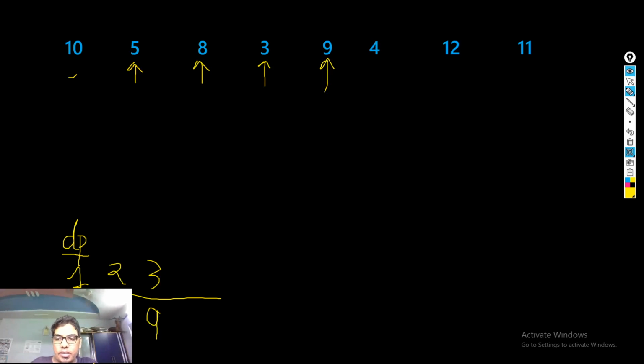Where should this 4 be inserted in this array? This 4 should be inserted ideally here. So you could swap out this 8 and have 4 here. That is not a problem. So that you could have potentially a better array with 3, 4 and 9. The 4 is done. Where should we put a 12?